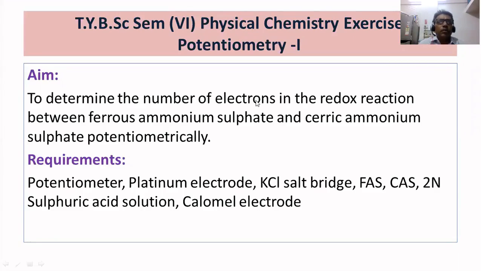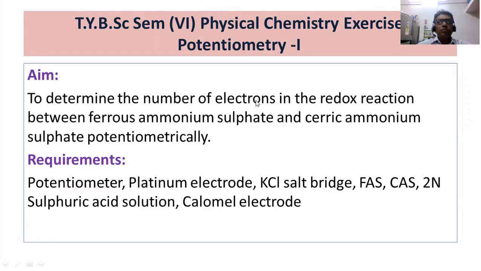In this video, I would like to discuss the experiment belonging to the T.Y.B.Sc semester 6 examination, physical chemistry exercise, potentiometry first. The aim of the experiment is to determine the number of electrons in the redox reaction between ferrous ammonium sulphate and cerric ammonium sulphate potentiometrically.